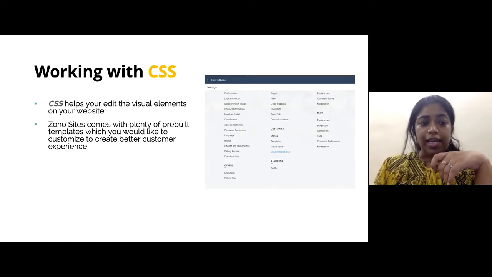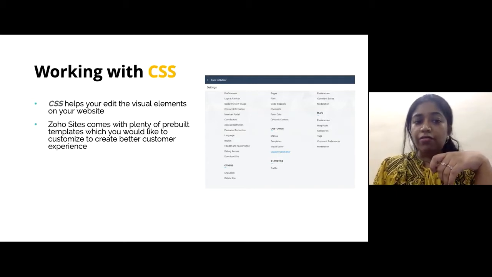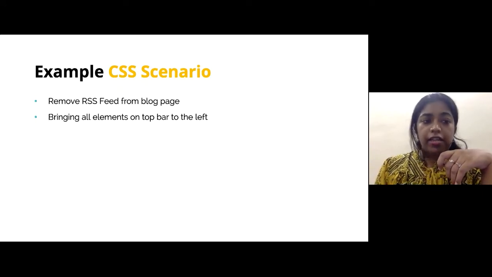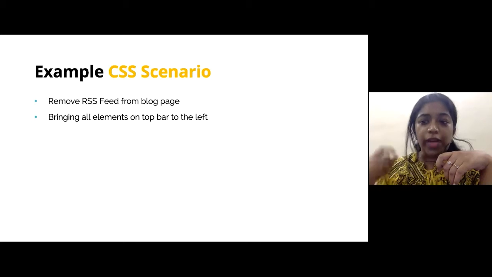And like I said, Zoho Sites comes with a pre-built template. Where you can find this particular module, the CSS editor, is if you go into Settings, under Customize, you can see the custom CSS editor, and this is where you go in and place your CSS codes. Today, for the CSS scenarios, all of our templates come with an RSS feed, and we are going to show you how you can remove the RSS feed.